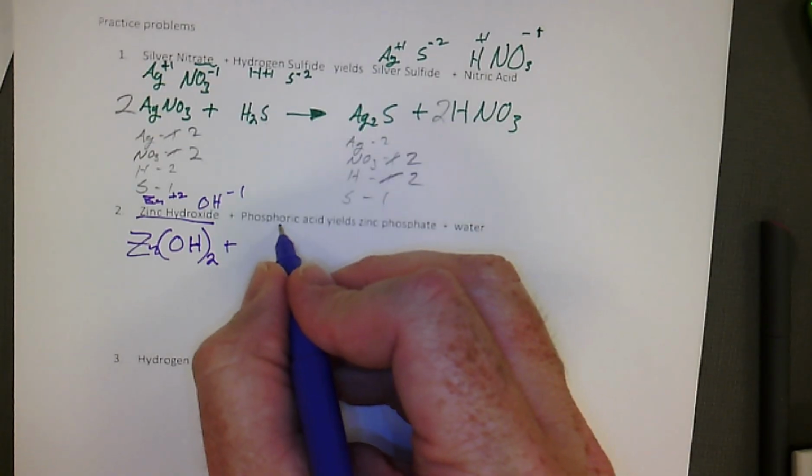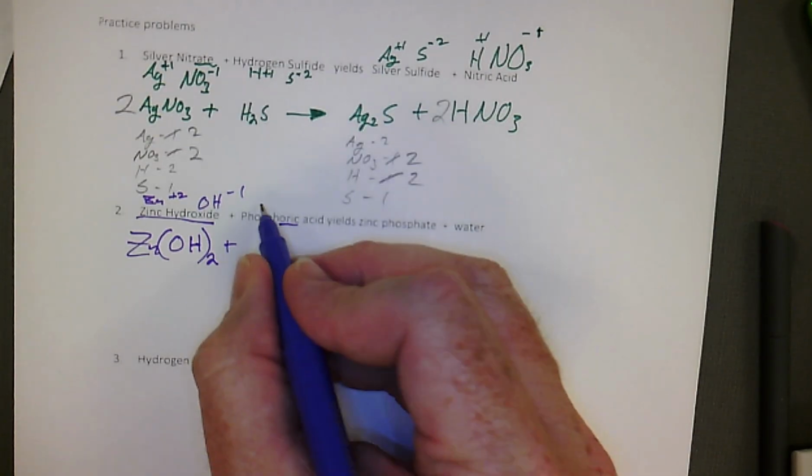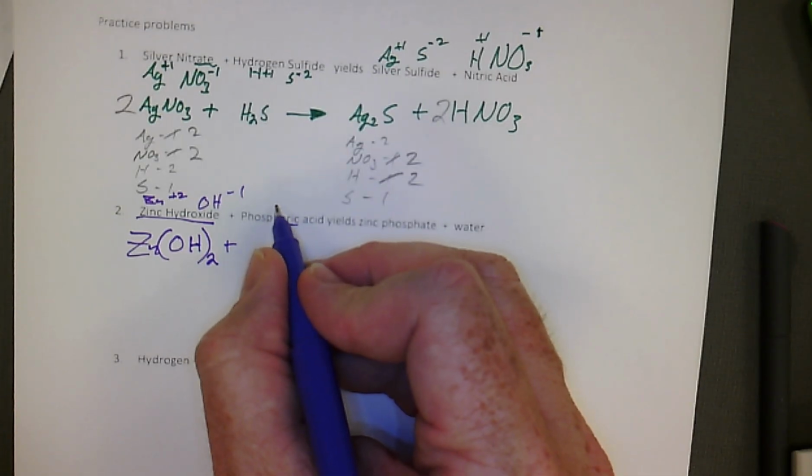Plus phosphoric acid. Phosphoric is going to be which ion? Phosphate. Very good. If we look on our pink sheet, that's going to be what?